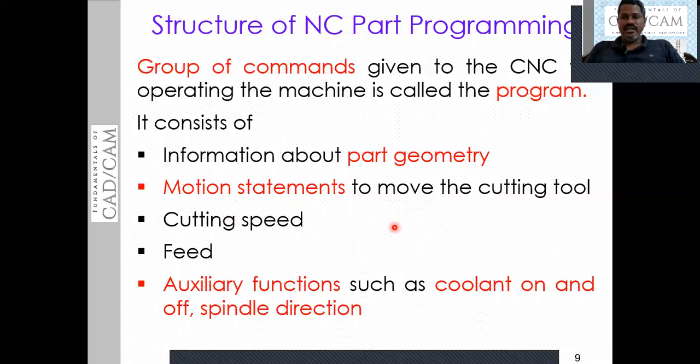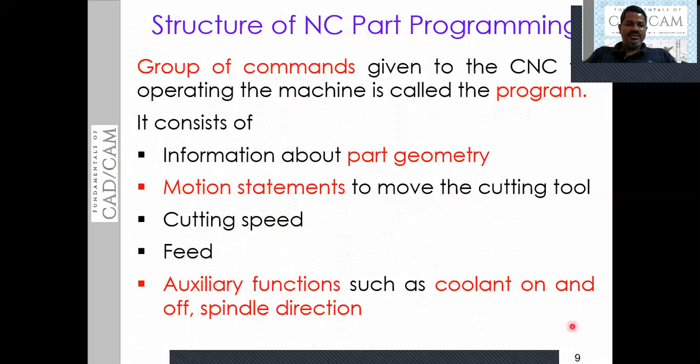For example, feed needs to vary for turning operations. Turning consists of the rough cut turning and the finish cut. During rough cut turning, feed is different, depth of cut is different, and speed is different. Whereas in the finish cut turning process, the speed, feed and depth of cut are different. So in the form of blocks or statements, we instruct the machine tool to perform the actual work. This program consists of all this information.